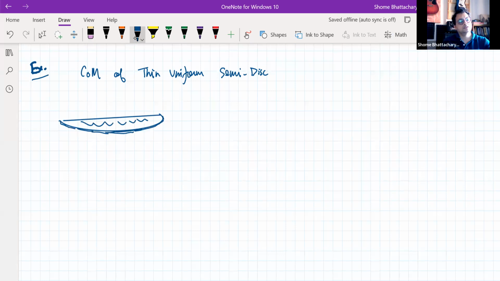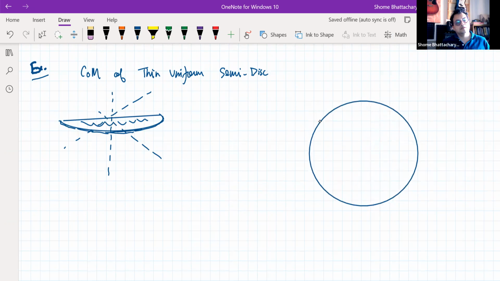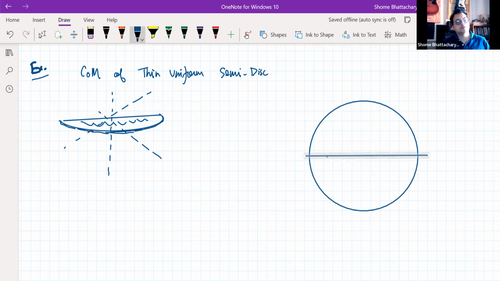Okay. So this is like a three-dimensional picture of the semi-disk. So if you see this in 2D, so we've got this. So once again, there is an axis of symmetry and all that.